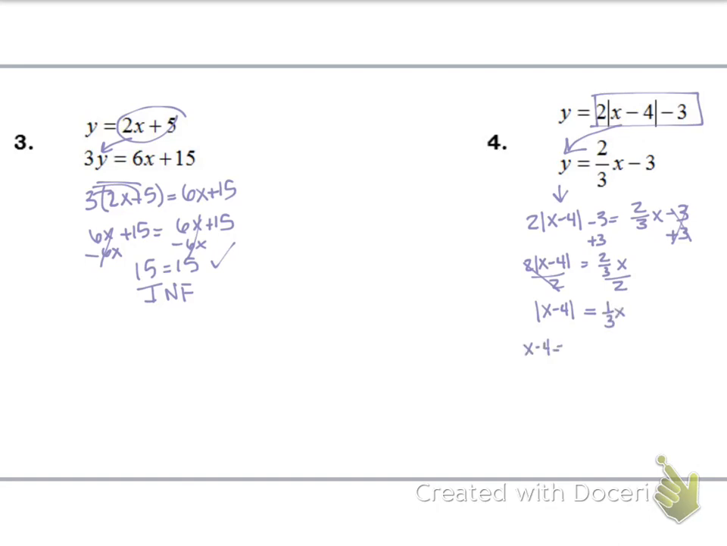And now I go into my split. I've got x minus 4 equals a positive 1/3 x. x minus 4 equals a negative 1/3 x. Let's bring the x over with the other one.